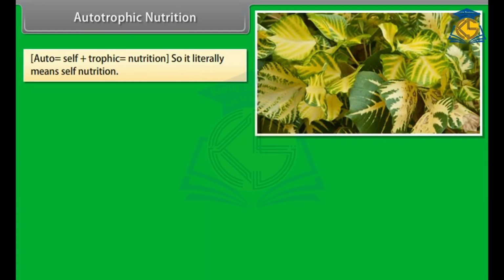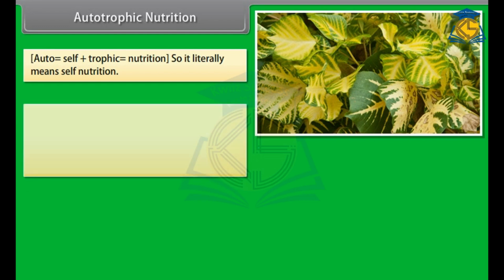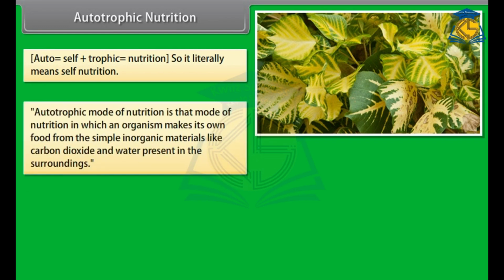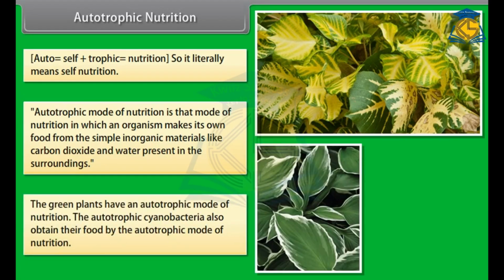Autotrophic nutrition. Auto means self and trophic means nutrition. So it literally means self-nutrition. Autotrophic mode of nutrition is that mode of nutrition in which an organism makes its own food from simple inorganic materials like carbon dioxide and water present in the surroundings. The green plants have an autotrophic mode of nutrition.